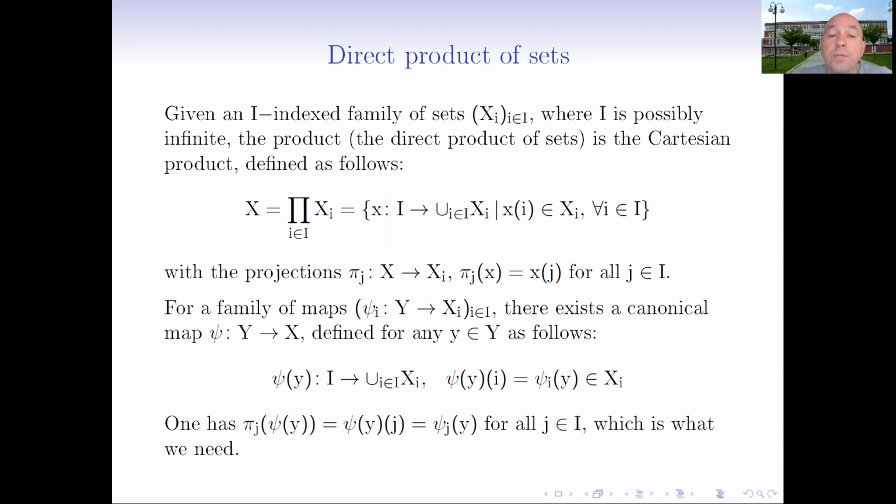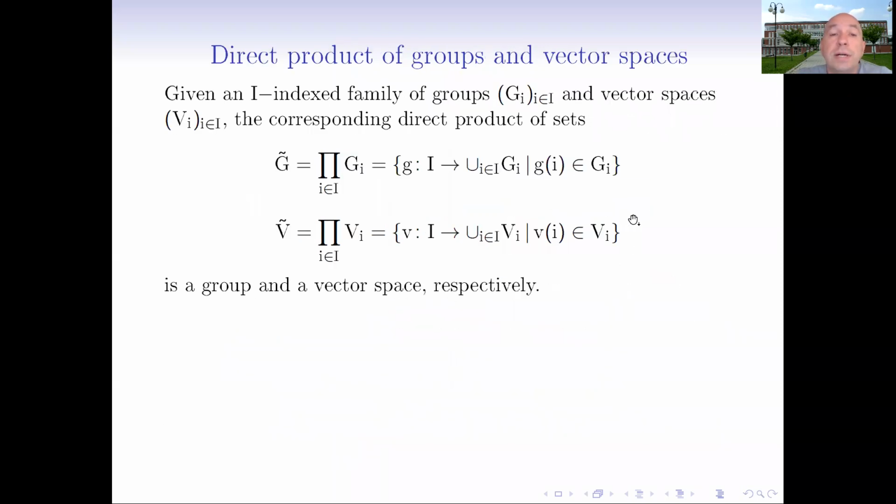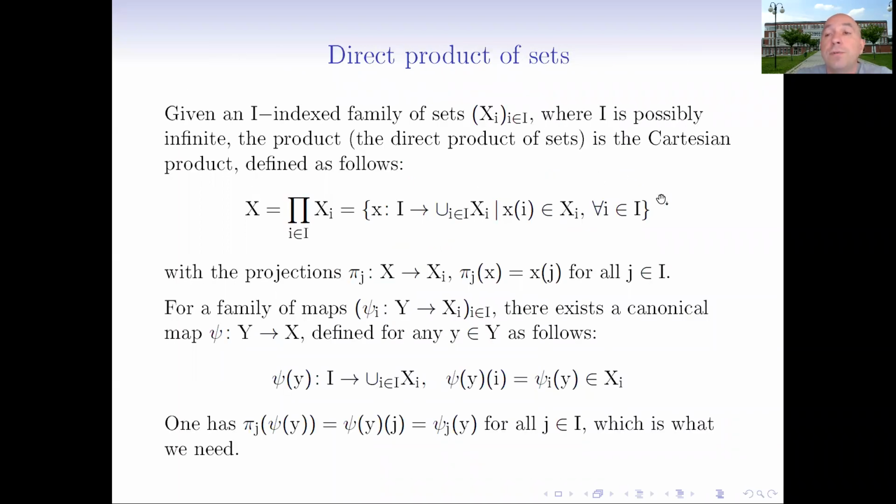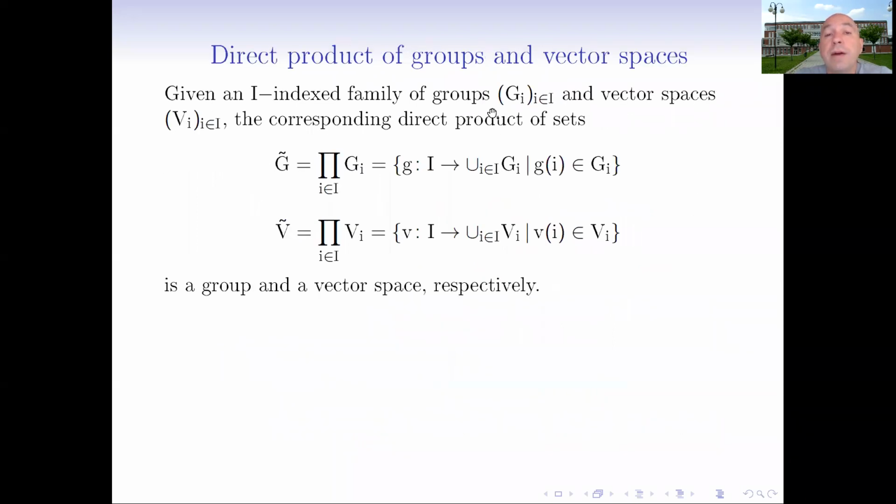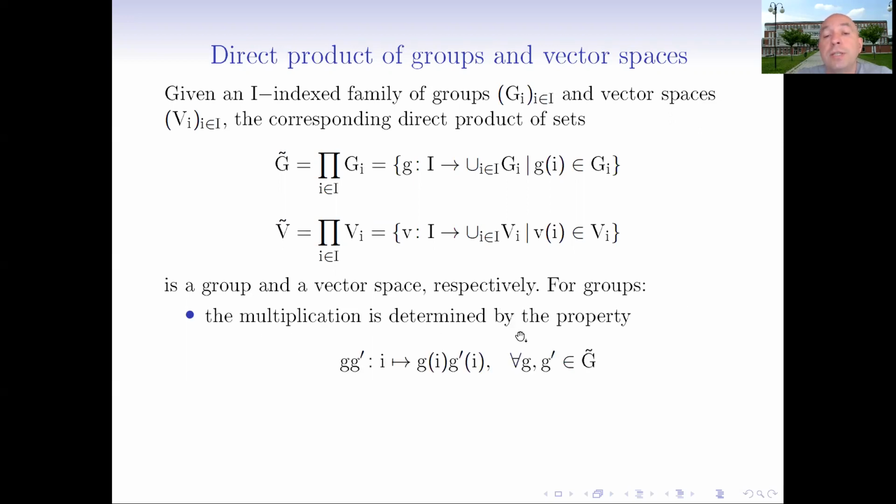This is more or less for education, because if the family is finite, you'll see that's exactly what we expect to be the Cartesian product. So if we have a family of groups, and not just sets, but groups Gi parameterized by some index set I, and vector spaces Vi parameterized by the same index set, then the direct or Cartesian products of Gi and Vi are a group and a vector space respectively, with the natural structure. The multiplication is determined component-wise.